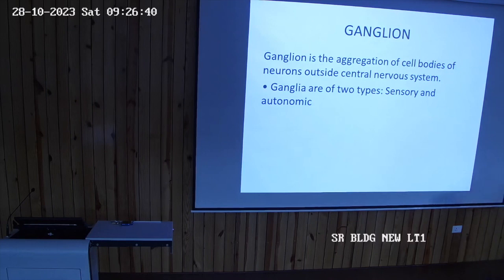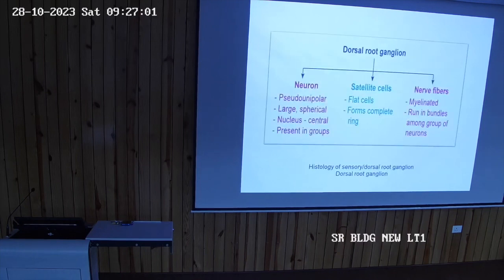So there are two types of ganglions. There is a sensory ganglion and there is a motor ganglion. Now we have to discuss the histology of these two types of ganglions. What is sensory and what is motor? How will they appear in the histological picture? So first one is dorsal root ganglion, which is a sensory ganglion present in the spinal cord.